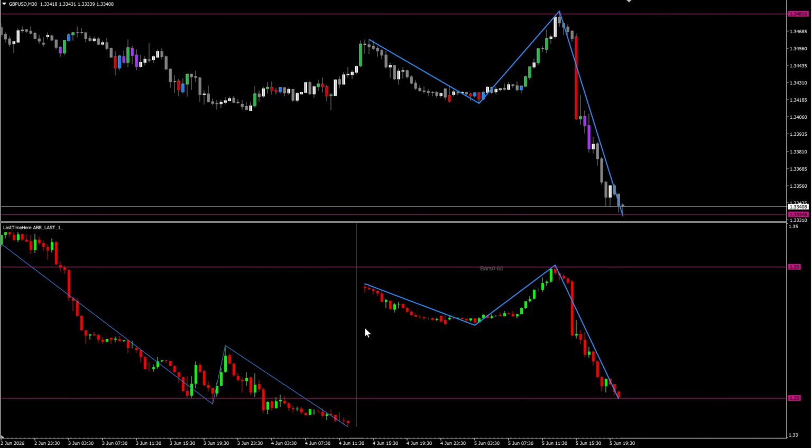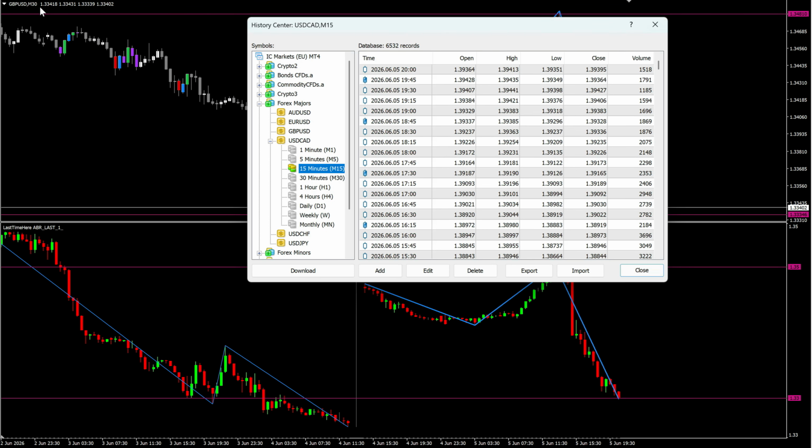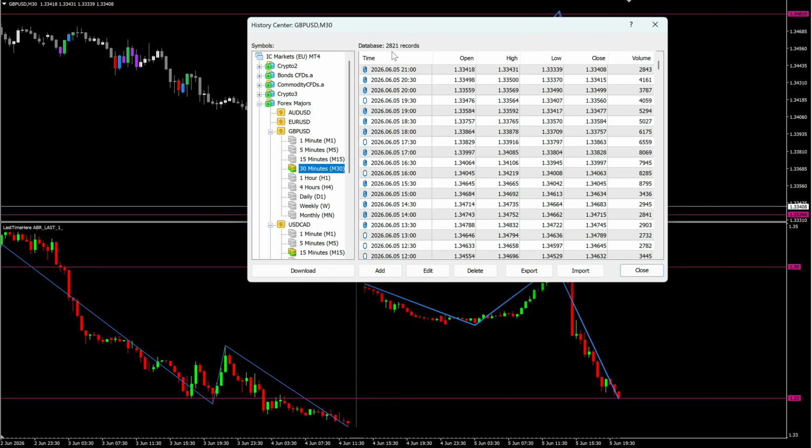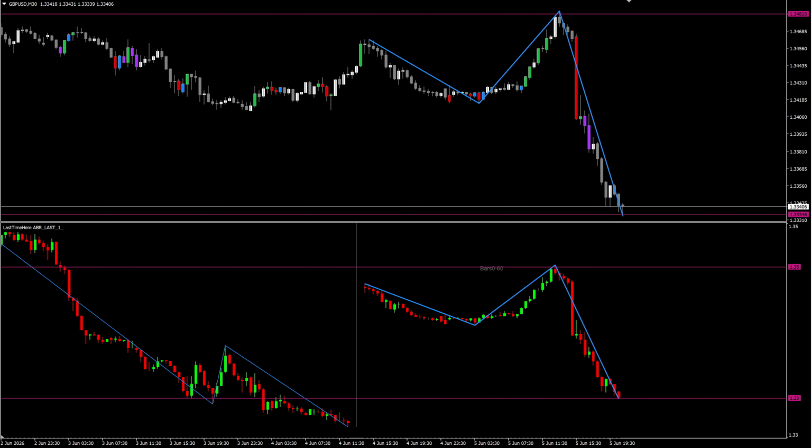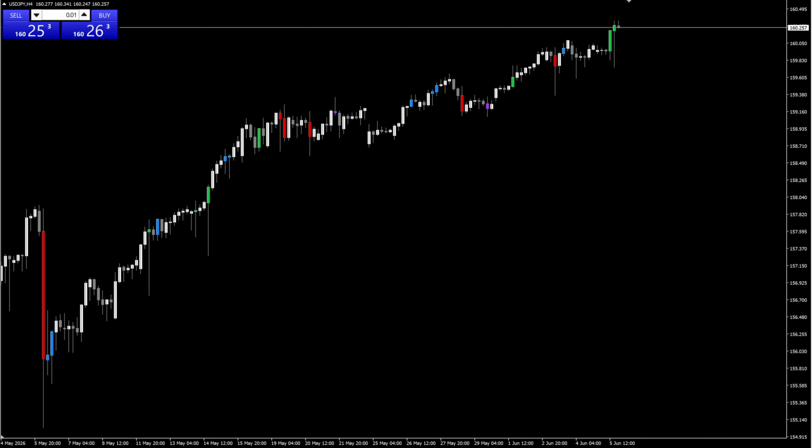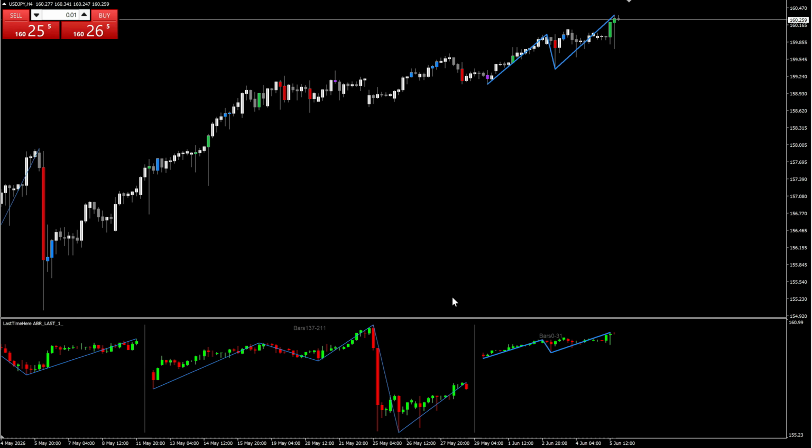Sometimes you might find that for certain pairs your history isn't loaded. Like right here I am on this one for M30, so I only have these many bars in my database. If that happens, be sure to just go to that pair and click download to make sure you have more of its history. So let me try some other pair and I'll just use the default values.